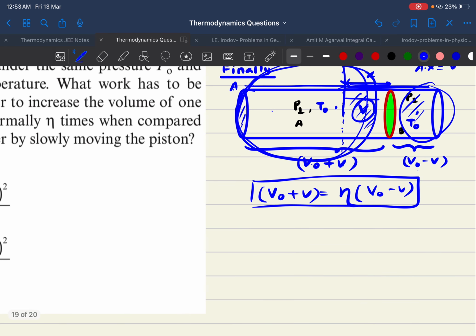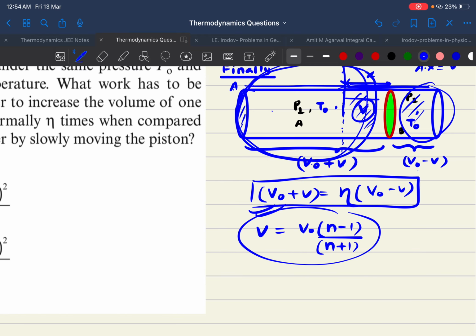So I will try to reduce time. Directly I'll write the expressions to save time, but it's your duty to derive the final expressions. So I'm writing, when you solve this equation, V is a variable here, V naught is a constant which is given in the question, and when you solve it, you will get V is equal to V naught into eta minus 1 by eta plus 1. This is the expression you will get. That you need to calculate by solving.